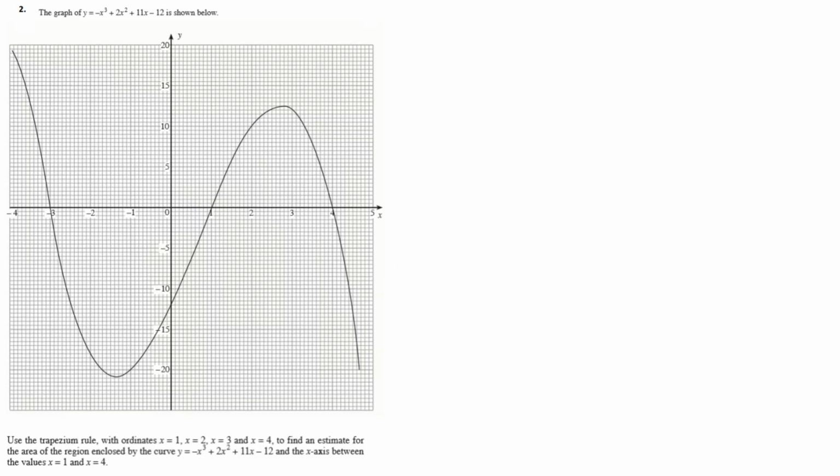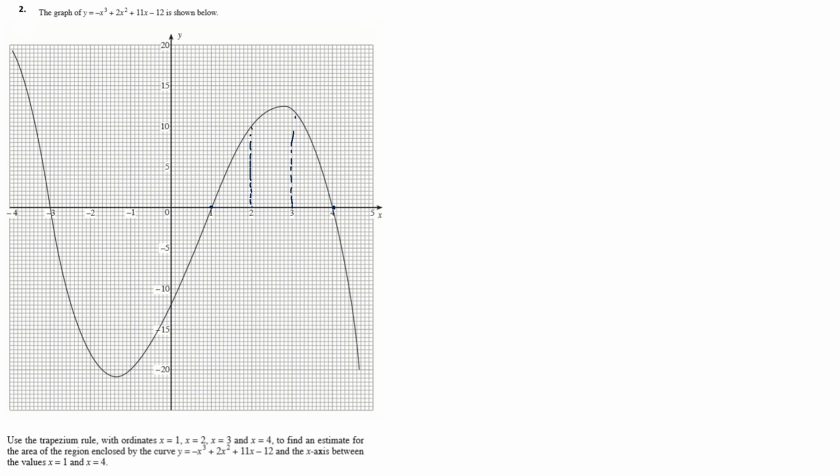So, here's another question. For this one, here is a graph that we have. And using the trapezium rule, use x equals 1, x equals 2, x equals 3, and x equals 4 to find the area between 1 and 4. Okay, so it's this area here. And we're told to use it with lengths of 1. Okay, not a problem. So let's do that.